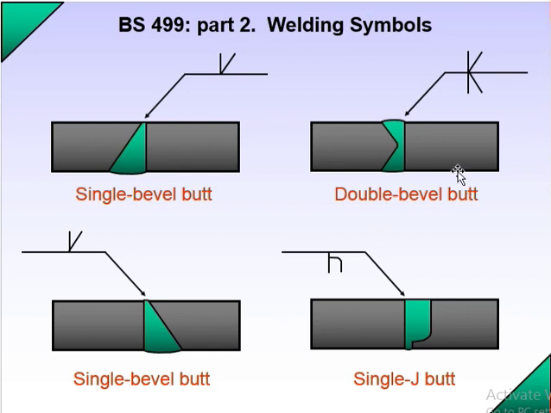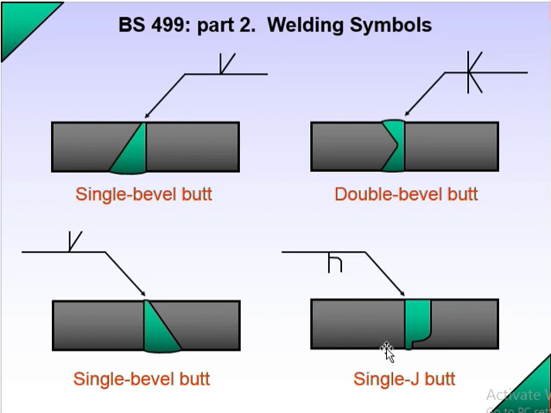If it is double bevel butt, it means there is a plate with one bevel here and another bevel on this side, up and down, two bevels. So you can say double bevel butt, this one. How it looks like, this is the welding symbol. Also single bevel butt: the left hand side is fixed and on the right hand side you can see there is a bevel. So this is called single bevel butt.